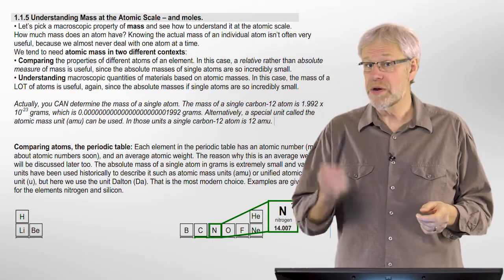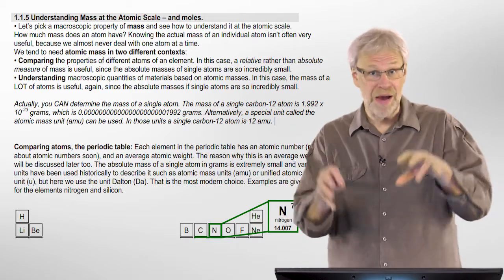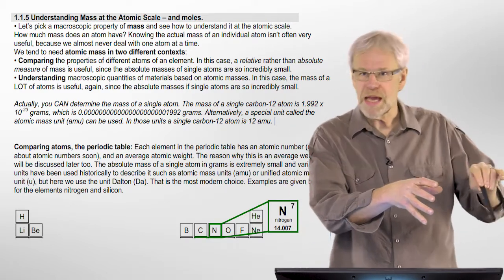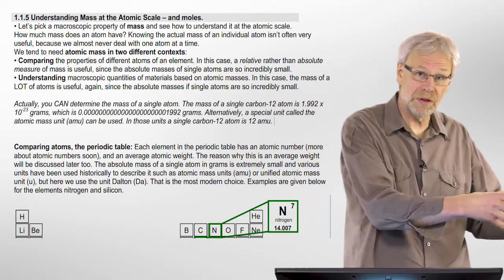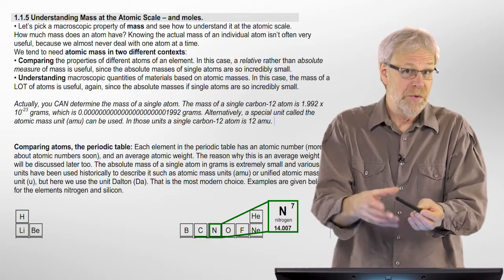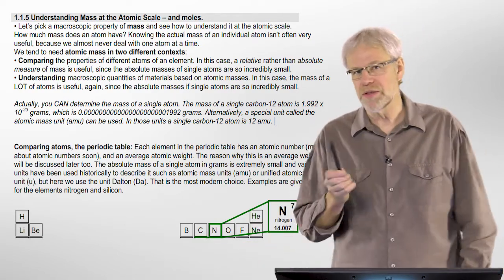So chemists use the periodic table a lot. The periodic table contains information about the atoms, and if we know which atoms are in our material, we can get some information about the material simply by knowing what properties the atoms have, which are contained in the periodic table. So let's take an example and see how this works.